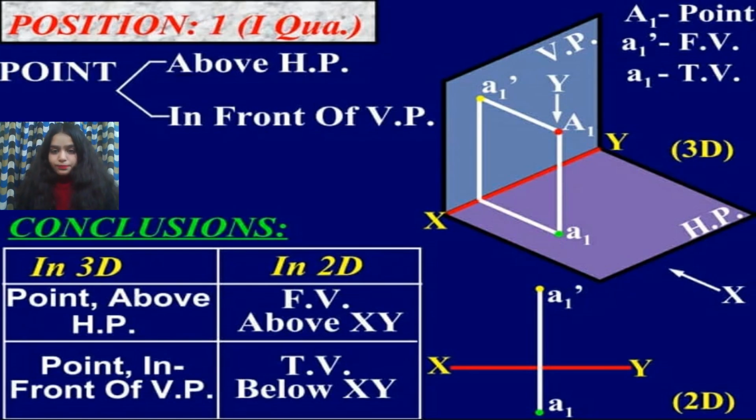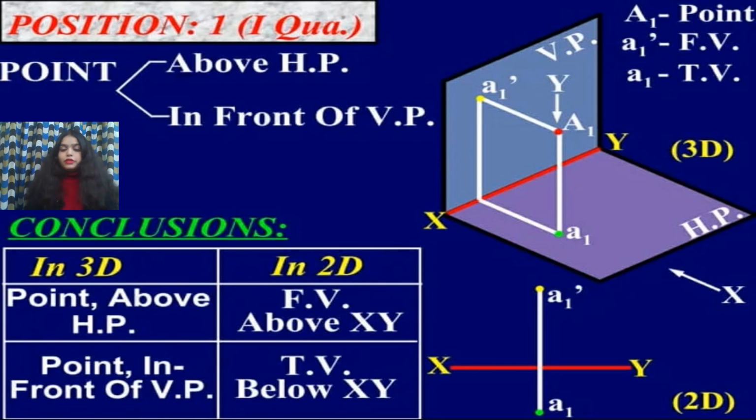First quadrant. Now just have a glance at the 3D model. Here you have the XY line, and you have the point in space that is above HP and in front of VP. Clear? Now we have made its projection. In 3D, the point is above HP and in front of VP. Now you have to be very clear that this 3D we are going to make on 2D. We have to plot this on 2D.